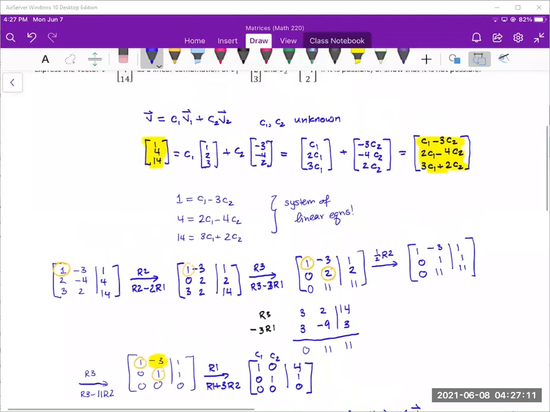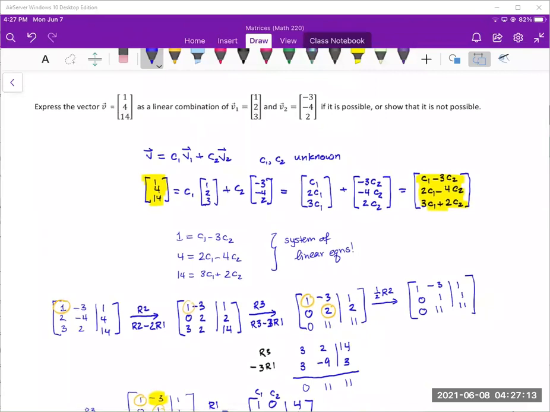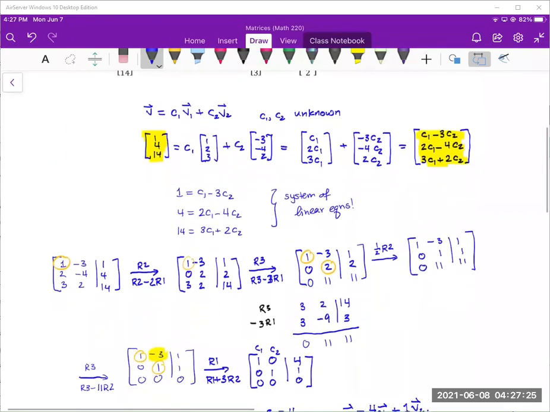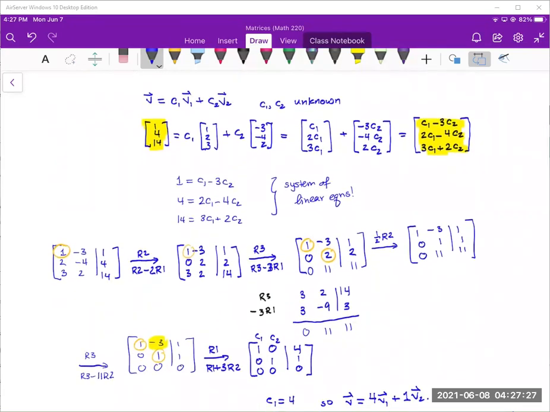What we've found is that when we add together the right-hand side, it produces a system of equations that we want to solve to find these unknown weights, c1 and c2. Okay. All right.